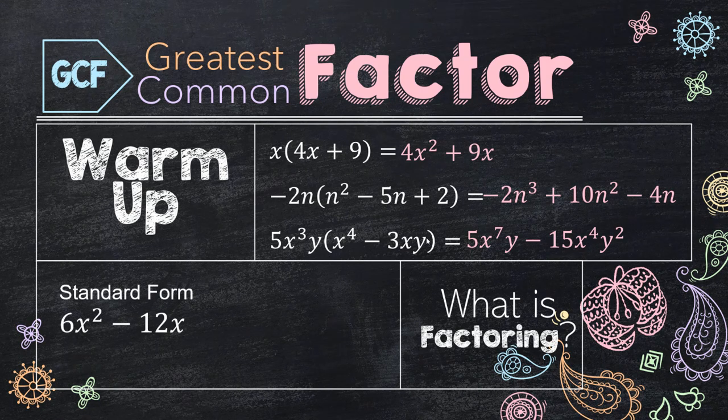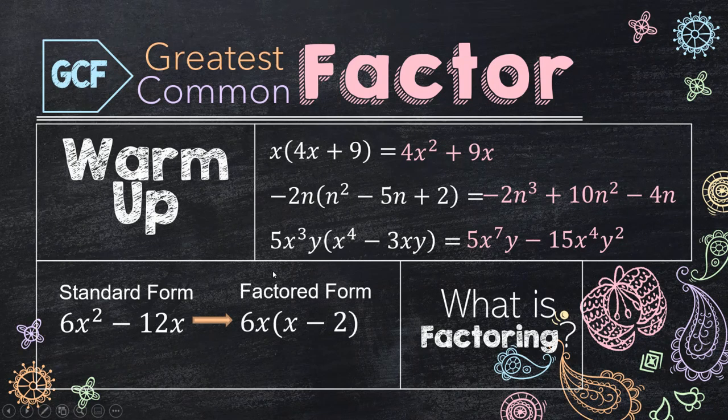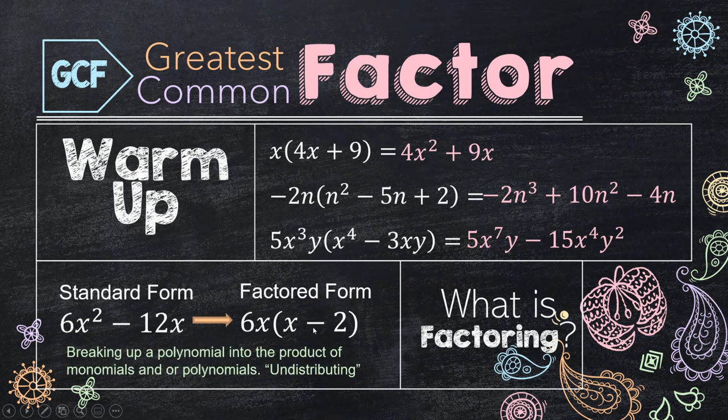So that's multiplying. What is factoring? Factoring is going from the standard form that we ended with up here in all of these expressions to the factored form, which is writing it as a product. So here in the factored form, we have 6x times the quantity x minus 2. So taking it from this and breaking it up into this monomial times this binomial here. So it's like breaking up a polynomial into a product of monomials and or polynomials.